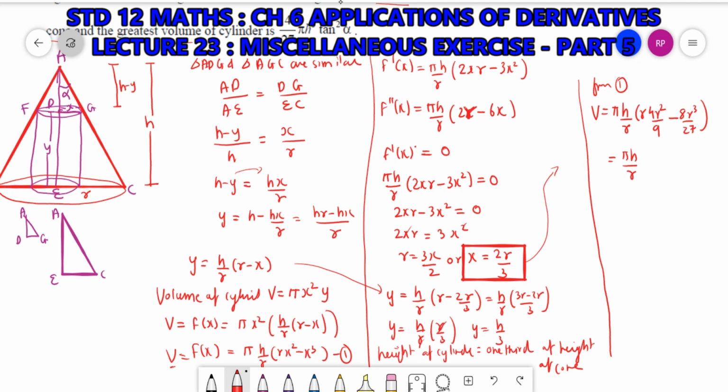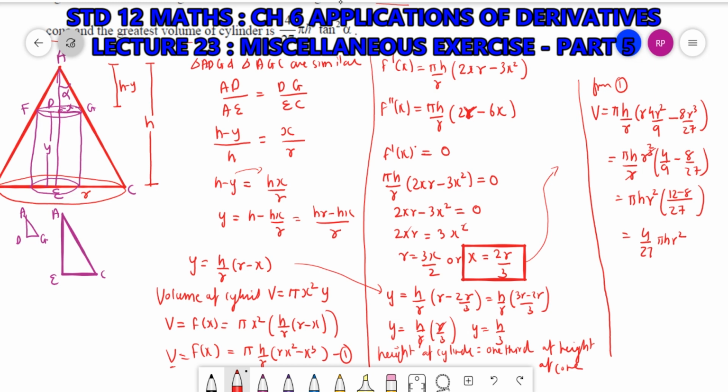So this will be equal to pi h by r into, now 4r into r square, r cube common. I will take r cube common. It will be 4 by 9 minus 8 by 27. Pi h r square, LCM will be 27. So 4 threes are 12 minus 8. It will be 4 by 27 pi h r square.